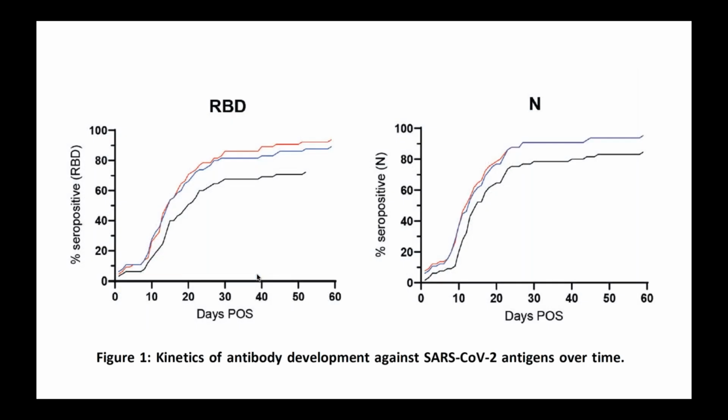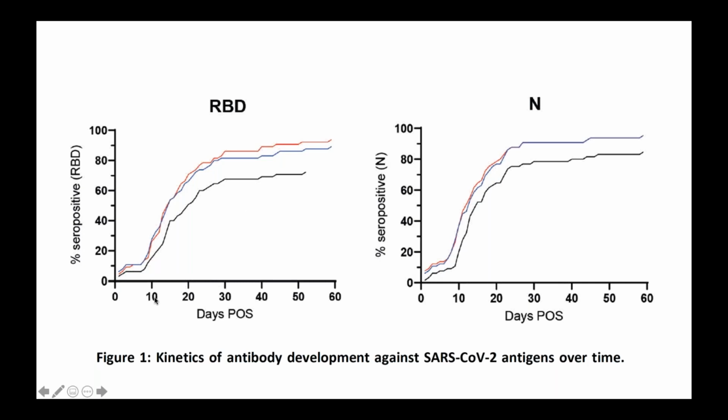So this is some of the data from this particular study. This particular figure, and you can see the title here at the bottom, is Kinetics of Antibody Development Against SARS-CoV-2 Antigens Over Time. So they're looking at antibodies to the receptor binding domain of the spike protein. That's the RBD on the left, and then the nucleocapsid protein, that's on the right.